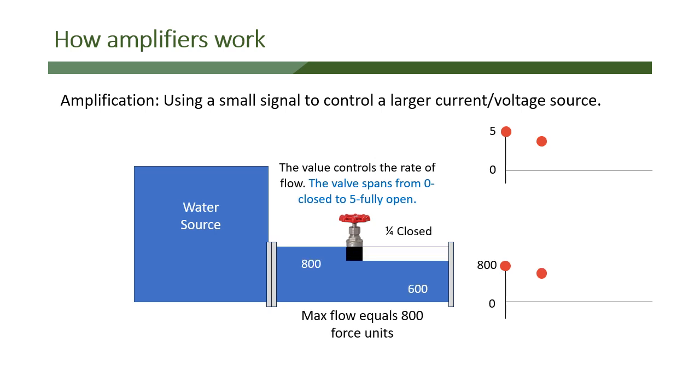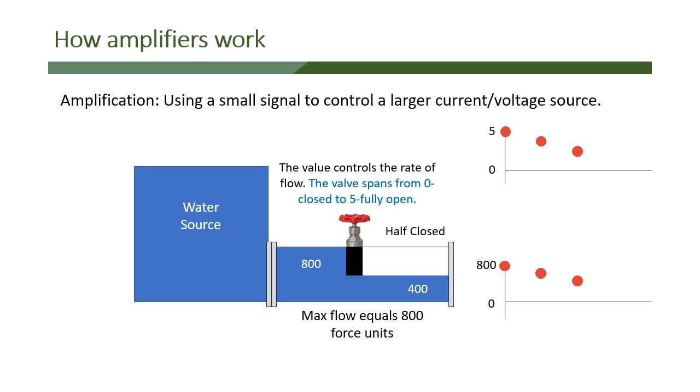Now we've quarter closed the valve. We've closed the valve by 1/4, and now we have something less than 800. We've reduced the flow through the pipe, so we only have 600 force units. We've made it half closed. Now we only have 400 force units. So for half closed, a 2.5 volt signal is now causing a 400 unit flow. So you see the amplification? The small signal went from 5 to 800. It went from 2.5 to 400. And so there's where the amplification is coming from.